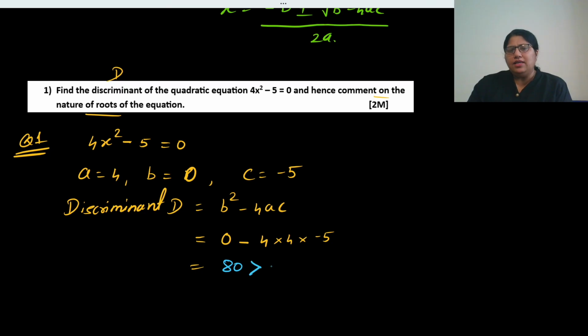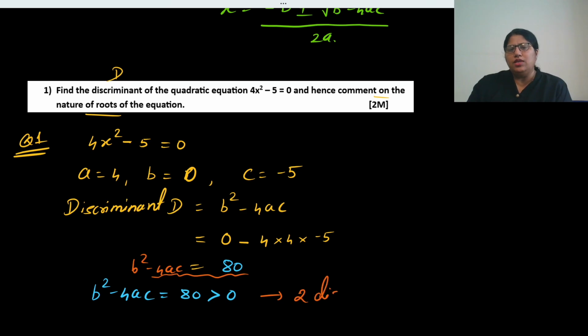Now 80 is greater than 0. So your discriminant is 80, right? Now here you can write b square minus 4ac, which is equal to 80, is greater than 0. Here first you need to get the value of the discriminant. So you can write b square minus 4ac is equal to 80, and because it's 80, it means it's greater than 0, so you can write down what is the nature of roots here. Two distinct real roots, right?